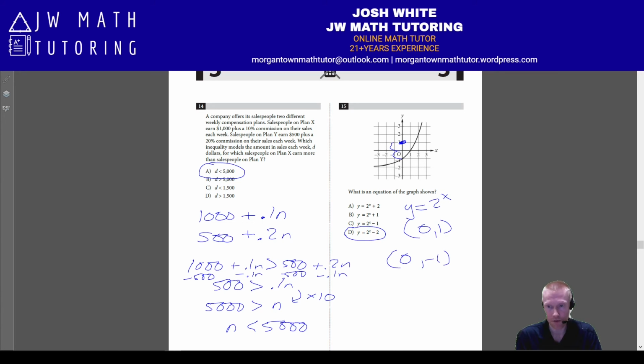Plug in 0 for x for each of them, and when you work them out, answer choice A is 2 to the 0. First of all, 2 to the 0 is going to be 1 for each of these, so I'm not going to bother doing that. So A is going to be 1 plus 2, which is 3. B is going to be 1 plus 1, which is 2. C is going to be 1 minus 1, which is 0. And D is going to be 1 minus 2, which is -1. Okay, so which of these matches the actual point on the graph that we have? Well, it's obviously answer choice D. So that's an alternate way that you could solve the problem as well.